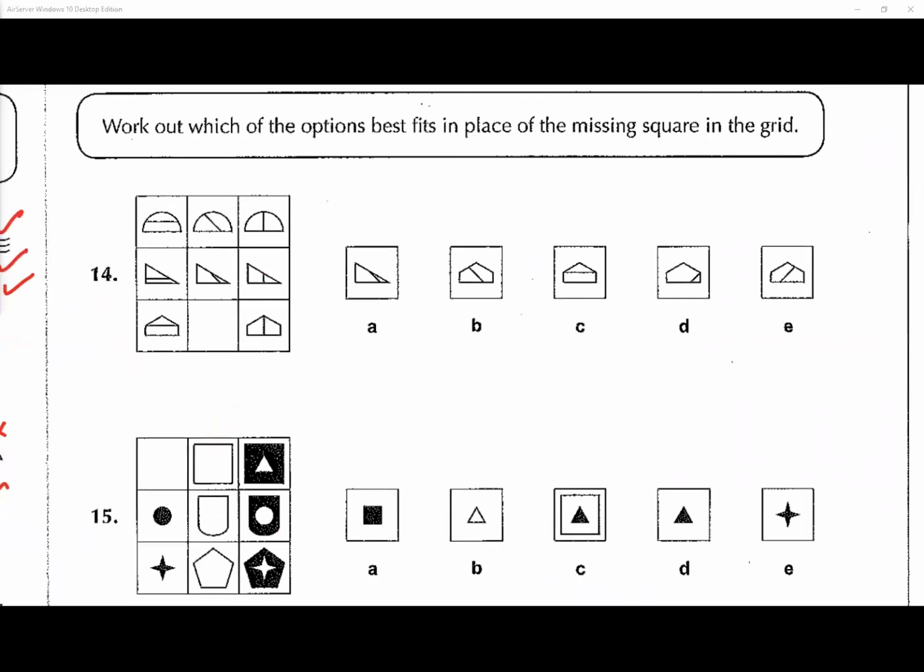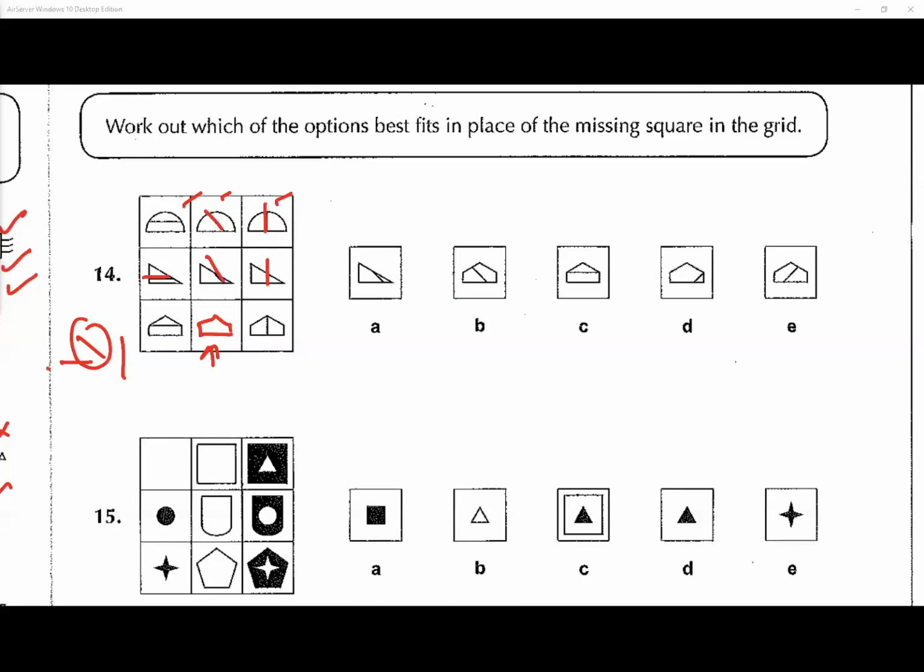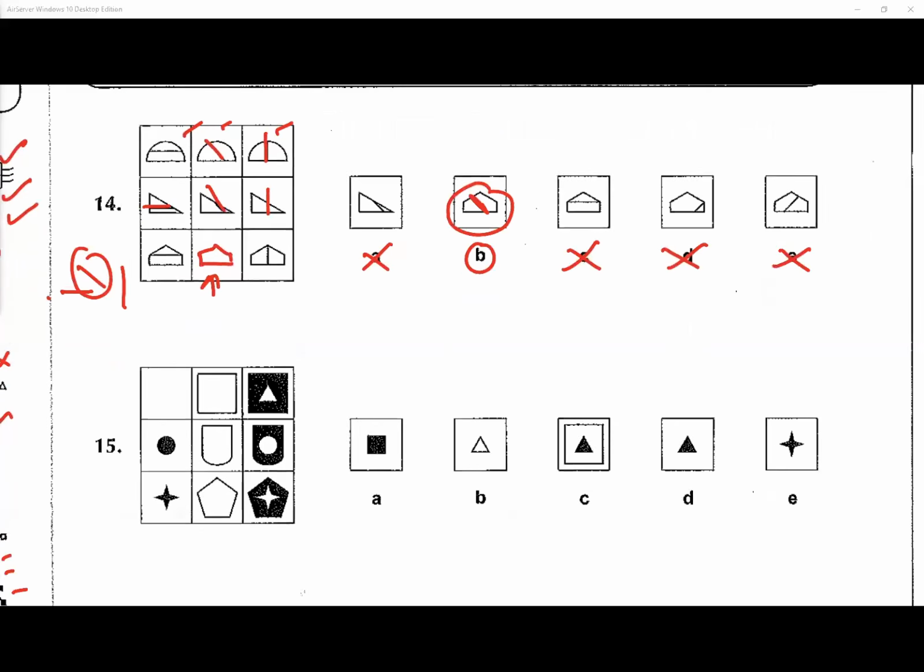Work out which of the options best fits in place of the missing squares in the grid. Question number 14. So we got semicircles, semicircles, semicircles. You got a line on the top, a line down here, a line going up, a line going diagonal, a line going up. So we're going to have this kind of house shape. So we got a line going this way, then a line going that way, then a line going this way. So this is the line that we got to put into that shape here, into 14, which is that one there. There's your line. That's the wrong shape. That's the wrong line, wrong place, wrong direction.